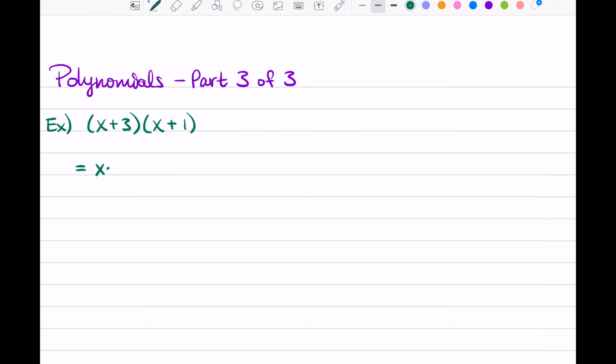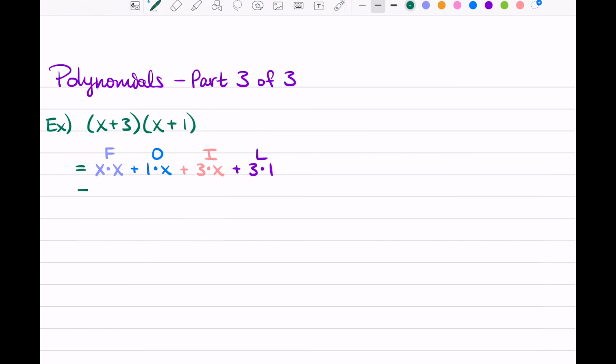First, we multiply our first pieces. That's x times x. That would be the F in FOIL. Then we multiply our outer pieces, which would be 1 times x. That's our O. Then we multiply our inner pieces. That would be 3 times x. That's our I. And finally, we multiply our last pieces. It's 3 times 1. So I'm going to color code each of these pieces before we move forward.